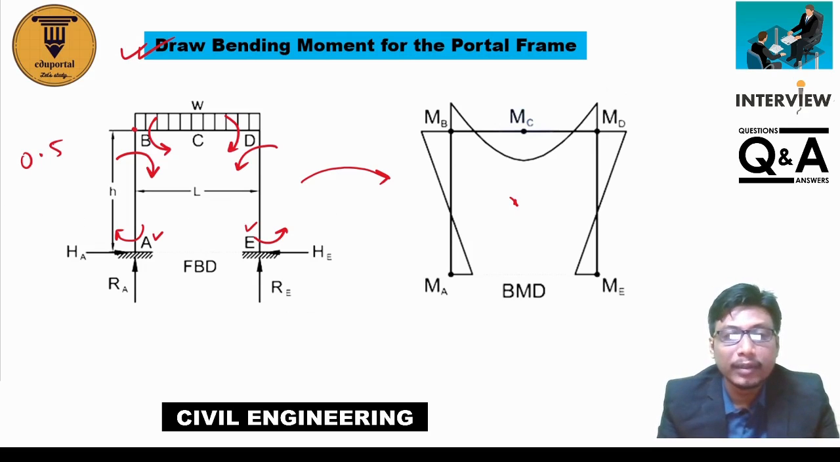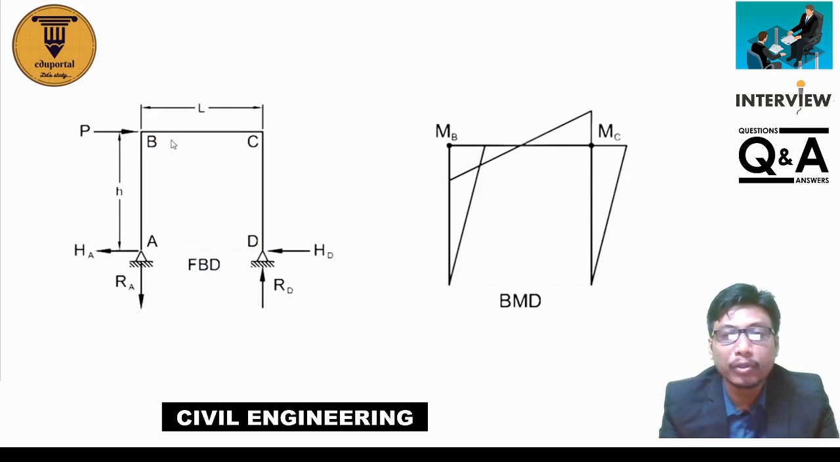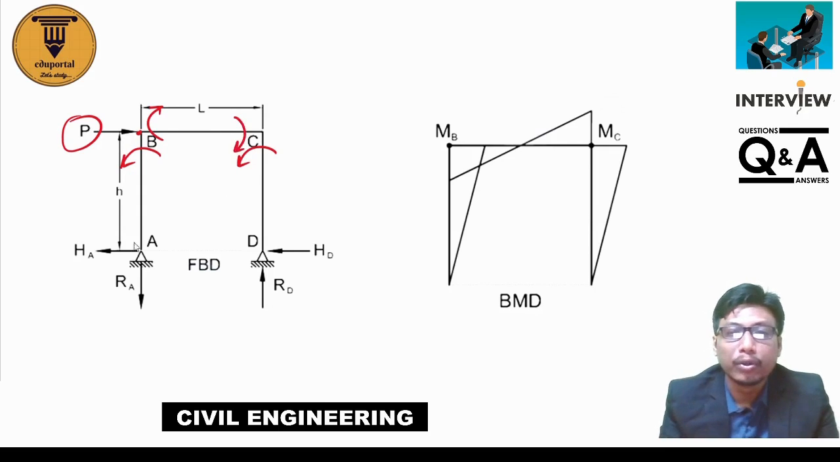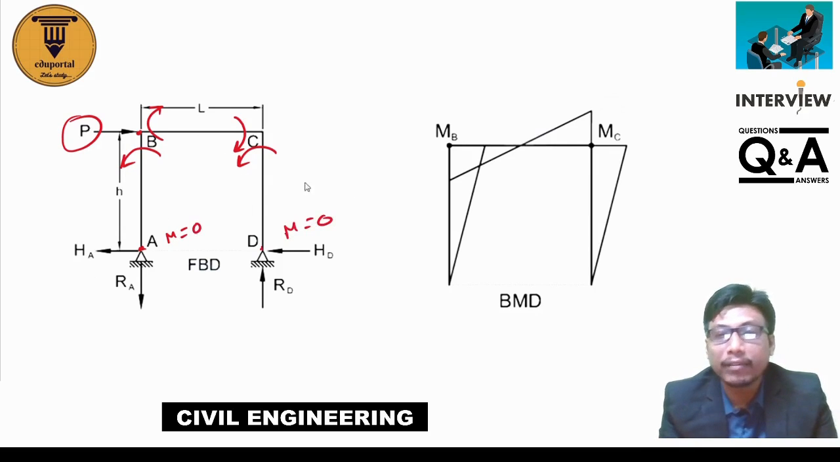Okay, then next, suppose a portal frame is given like this and P is the lateral load given like this. So for that, the loading bending moment will be like this and like this here. Now after analysis of joint B, the loading will be like this here and like this here. Because end A is hinged and D is hinged, no moment will be transferred there, so M equals 0 here and M equals 0 here.